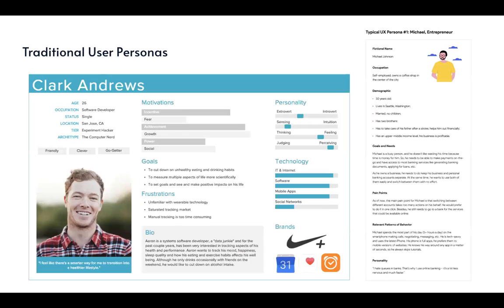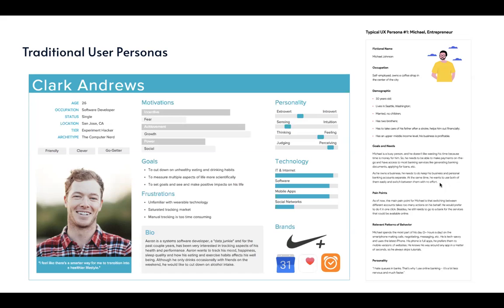In the next slide, we can see the traditional method of representing a user persona. From the right side, you can see the main components included in a user persona: the fictional name, occupation, demographic, goals and needs, main pain points, relevant patterns or behavior, personality. These are all information that we as designers are supposed to collect when preparing a user persona. And on your left, you can see how the data is usually represented. Usually, it's very direct and includes all the information in a manner that you can clearly see.